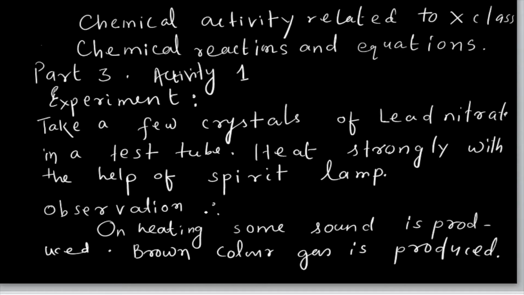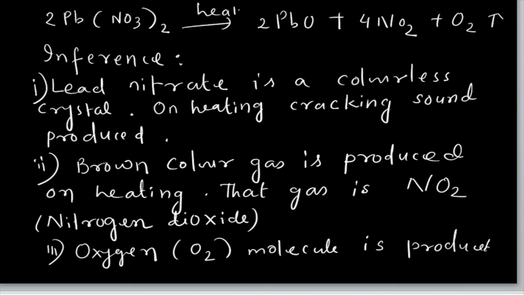On heating, a very small sound is produced continuously until the whole lead nitrate is heated and brown gas is produced. That means lead nitrate on heating produces brown gas. What is that brown gas? This brown gas is nitrogen dioxide.